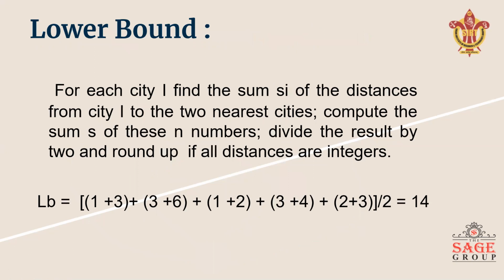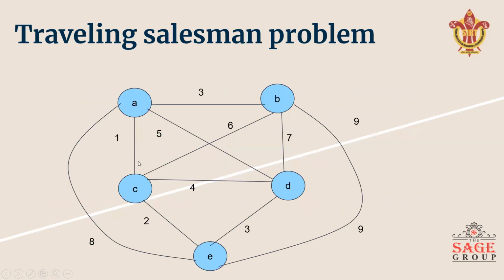First, we will use the lower bound. What is the lower bound? For each city I, find the sum Si of the distances from city I to the two nearest cities. Compute the sum S of these two numbers, divide the result by 2 and round up if all distances are integers. In our example, you can see here, lower bound is equal to 1 plus 3. So from where 1 plus 3 is here?